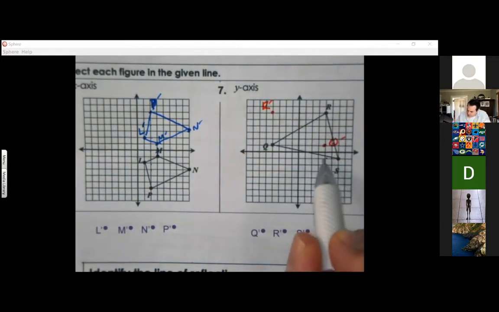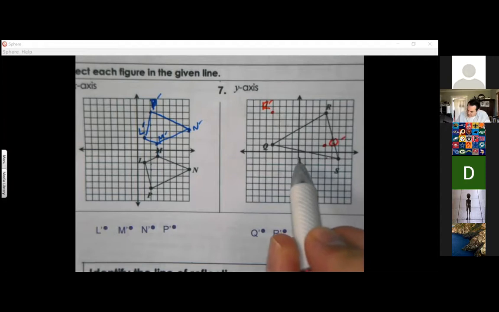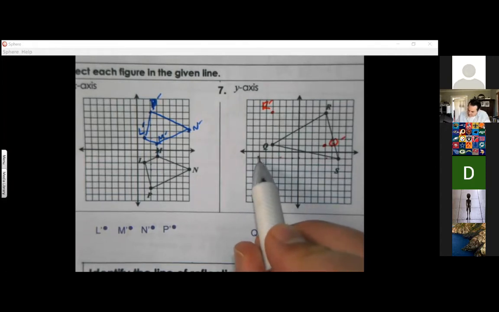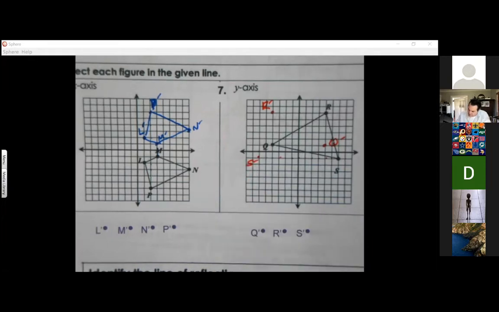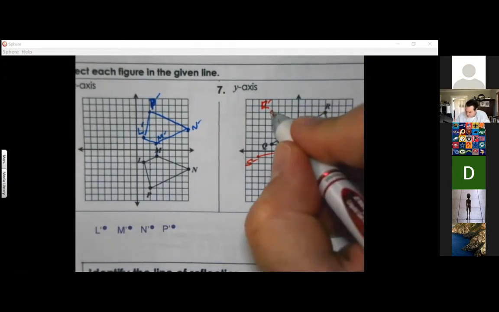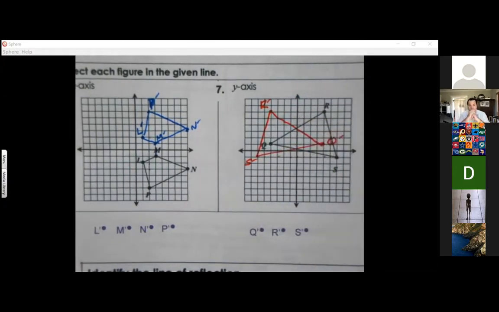1, 2, 3, 4, 5, 6. And then if I connect these, that's what we would expect to see if we folded the paper. They would land right on top of each other if we folded it along the y-axis.